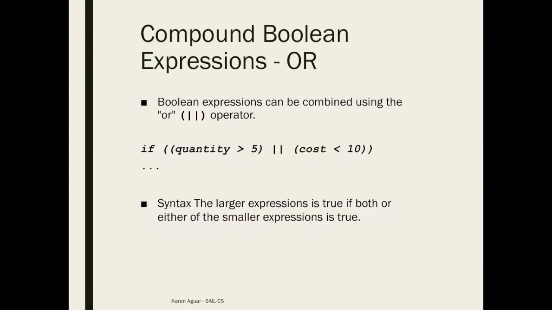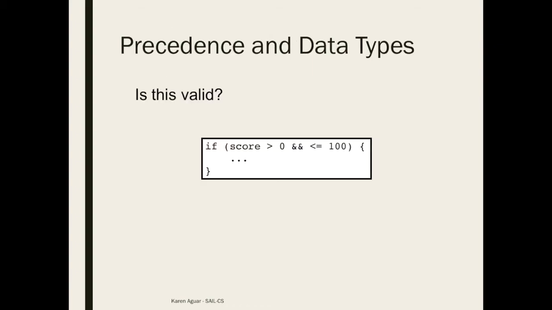Boolean expressions can also be combined using the OR operator. The OR operator is these two vertical bars. In this example, I've got if quantity > 5 || cost < 10. This entire expression is true if either of these smaller expressions are true. So if quantity > 5 evaluates to false, but cost < 10 evaluates to true, then this entire expression is true.